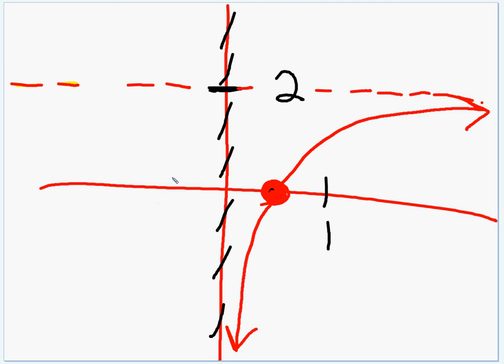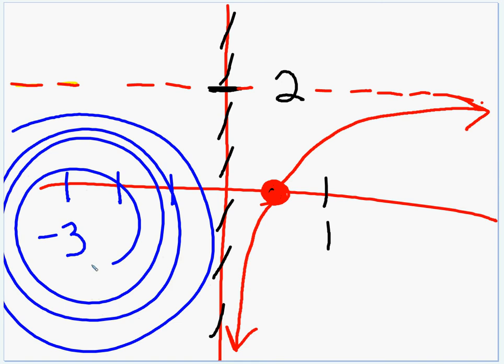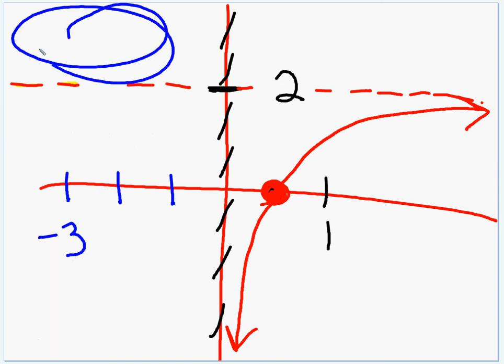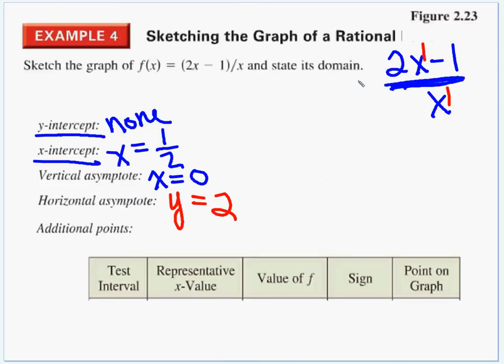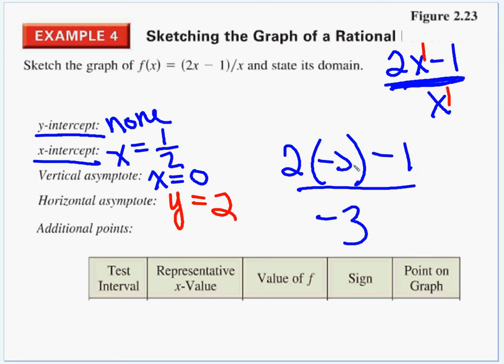But what's going on over here at -1 or -2 or -3? Well, let's check -3. If I plug in -3, maybe the function's going to be down in this part of the graph, or maybe it's going to be up in this part. So 2x minus 1 is 2 times -3 minus 1, over -3. Our numerator is -6 minus 1 more, -7, over -3, and the negatives will divide to a positive. 7 over 3 is a number a little bit bigger than 2, like 2 1/3.